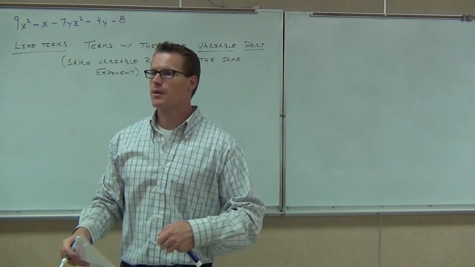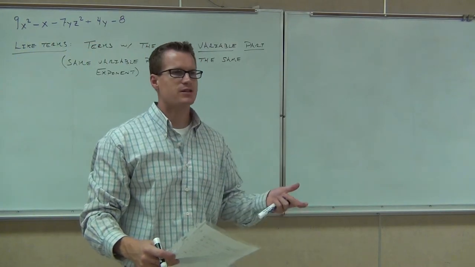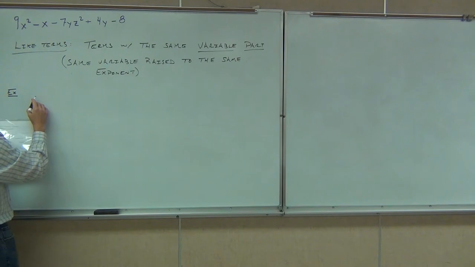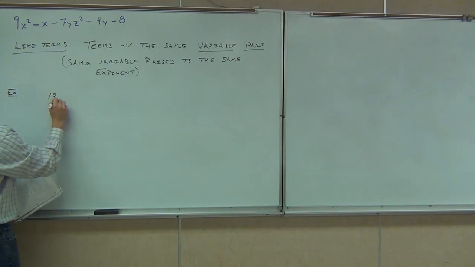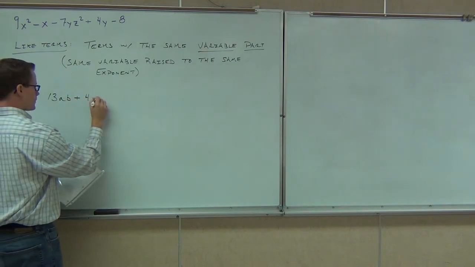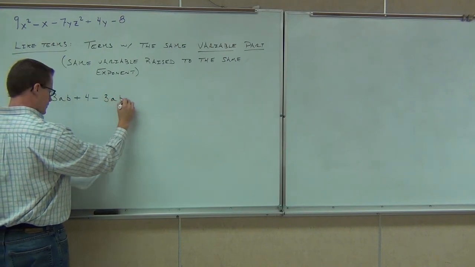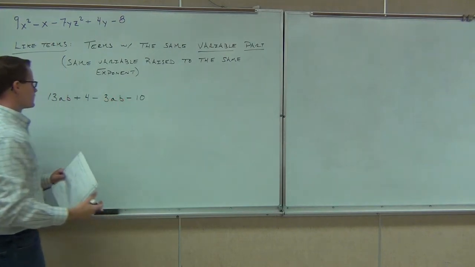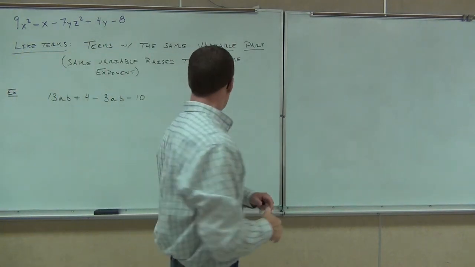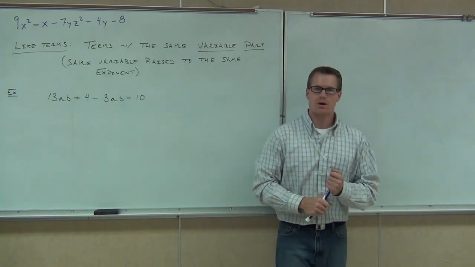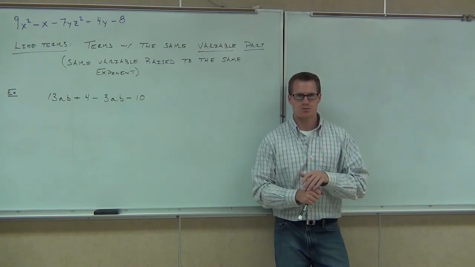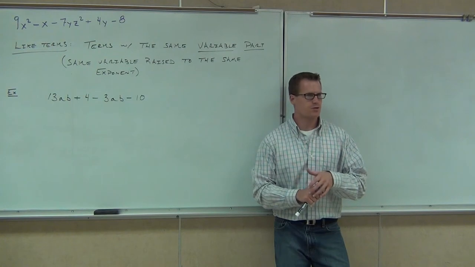Let's see if we have this down. I'm going to put some examples on the board. What we're going to try to do is just identify some like terms up here. This says 13ab plus 4 minus 3ab minus 10. Before we even get going, I'm going to start asking you all these questions again to make sure you really are getting this idea down in your head. Firstly, ladies and gentlemen, how many terms are up here? Four. Can you all identify there's four terms? Good.